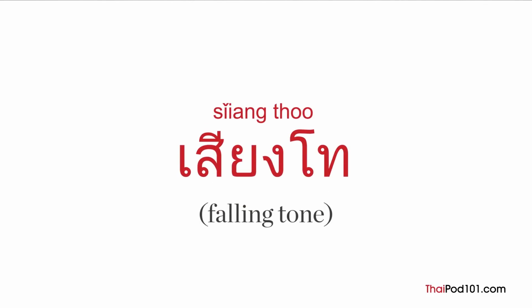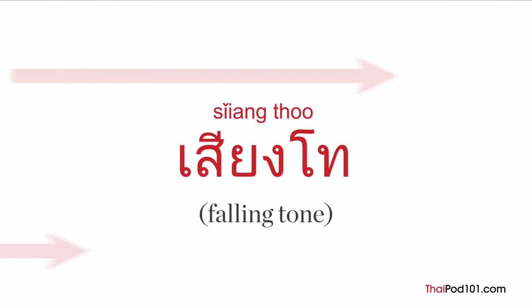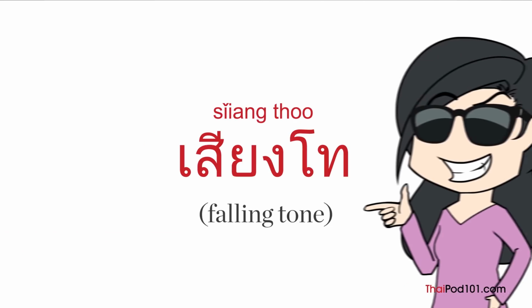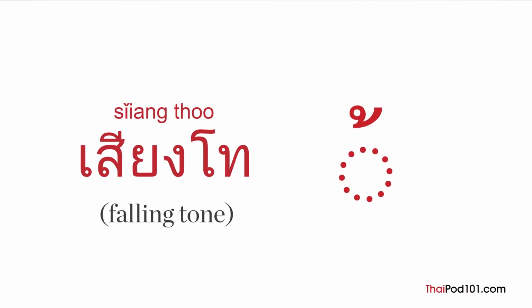Falling tone is one of the trickiest tones in Thai as the sound contains both high and low pitches. Let's see how to say this tone correctly. The falling tone or เสียงโท is usually shown by the Thai remark. Its transliteration is this mark.